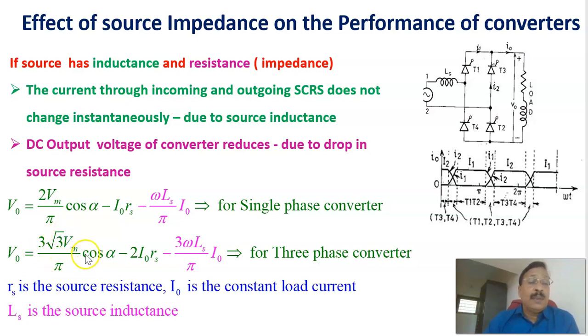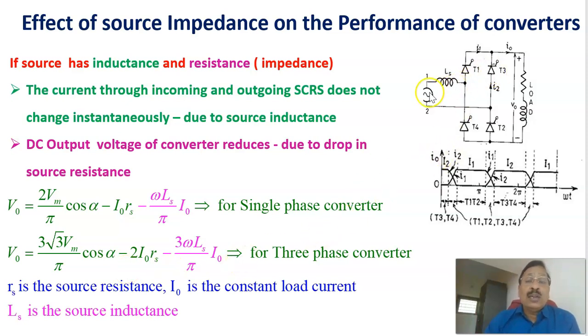3 root 3 Vm by pi cos alpha is the average voltage across the converter in the absence of source inductance and source resistance. But if you consider the source resistance Rs and source inductance Ls, there will be a drop in the available voltage. The average output voltage in the case of a three-phase converter is reduced to 3 root 3 Vm by pi cos alpha minus 2 I naught Rs minus 3 omega Ls divided by pi into I naught. This is for a three phase. We'll be deriving the equation in the next presentation.